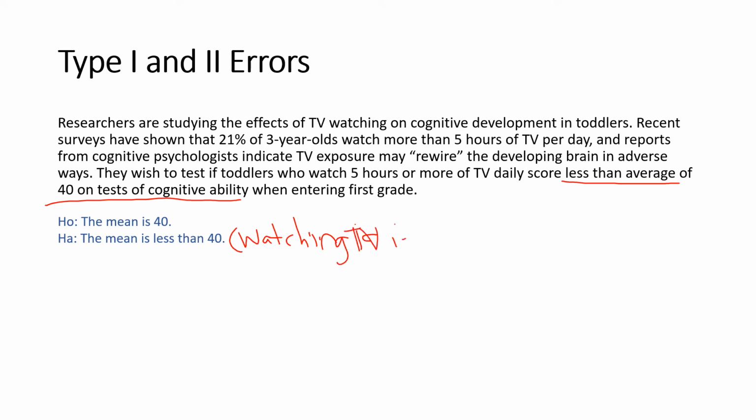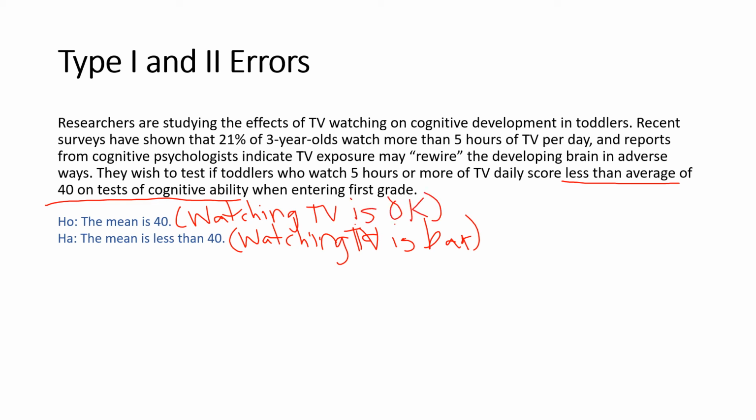Watching TV is bad for the kids because it's going to lower their scores. But if the mean is 40, watching TV is okay. It's not going to harm their cognitive abilities. So watching TV is okay.